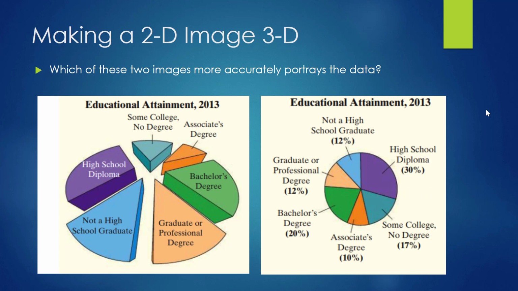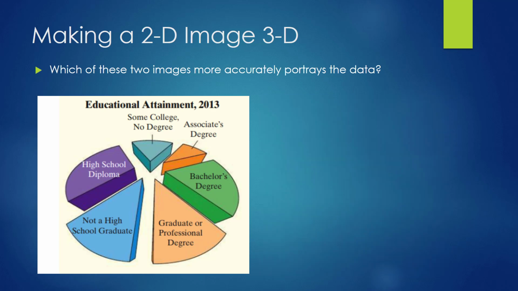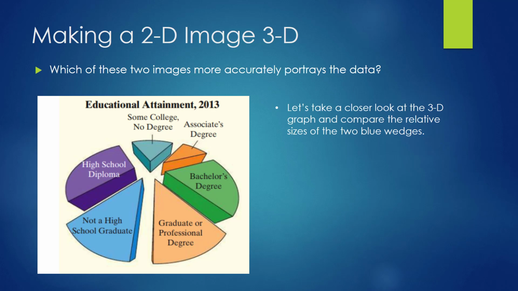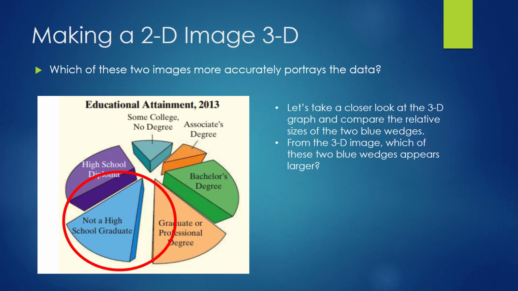Making a two-dimensional image three-dimensional. Which of these two images more accurately portrays the data? Pause this video, look at the images, and write down your answer. Then unpause the video to see if you are correct. Let's take a closer look at the three-dimensional graph and compare the relative sizes of the two blue wedges. From the three-dimensional image, which of these two blue wedges appears larger? Not a high school graduate or some college, no degree.